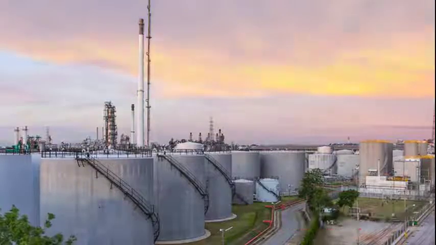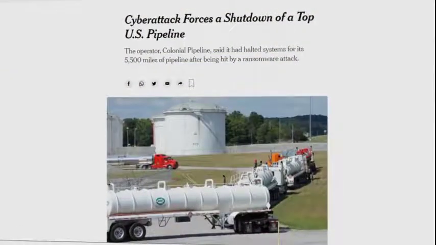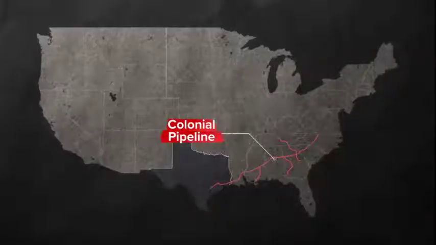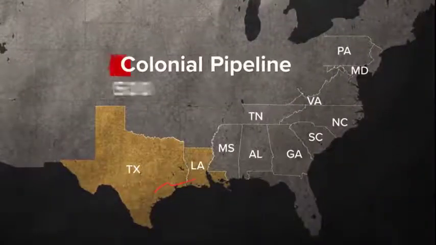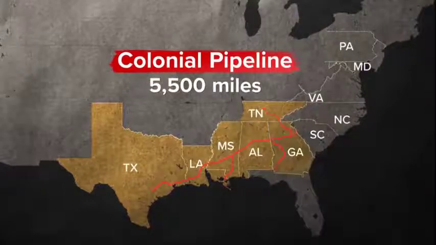Expectations. On May 7, 2021, one of the largest refined fuel pipelines in the United States, the Colonial Pipeline, experienced a cyber attack that shut down fuel delivery between the Gulf Coast and the East Coast. The pipeline itself spans almost 5,500 miles and carries millions of gallons of fuel per day.